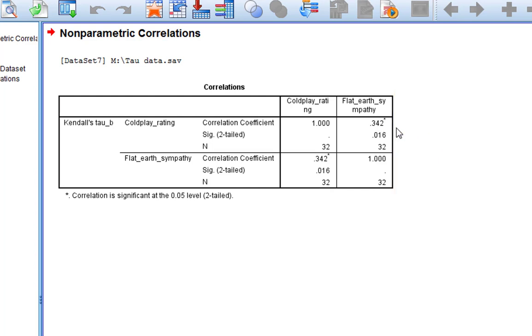And as you can see, we have a Kendall's tau coefficient of 0.34. Our p-value is 0.016. We have a significant positive correlation between the liking of Coldplay and sympathy towards the view that the Earth is flat. So the more people like Coldplay, the more they believe that the Earth is flat. This is probably indicative of an underlying lack of thought behind people who really like Coldplay, as well as those people who have sympathy for flat Earth.